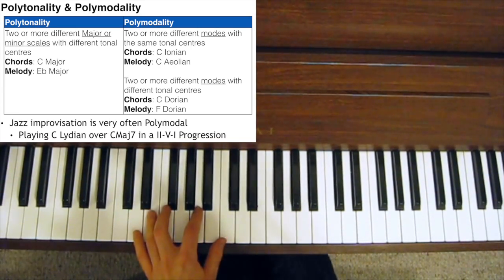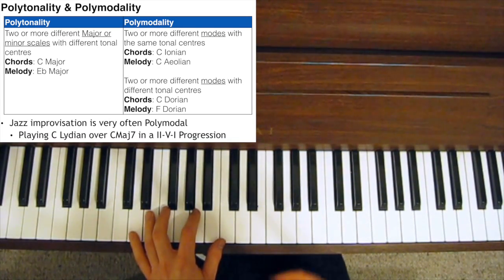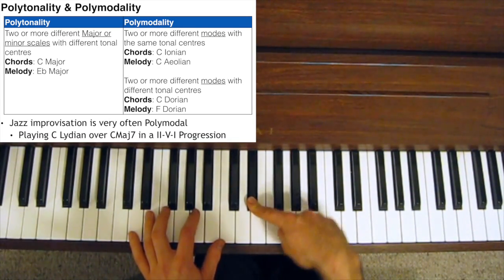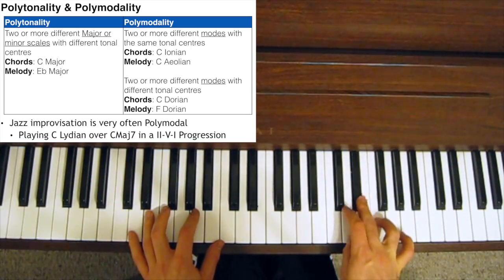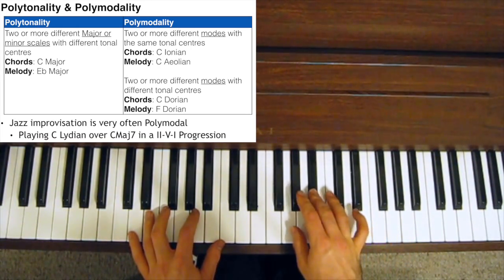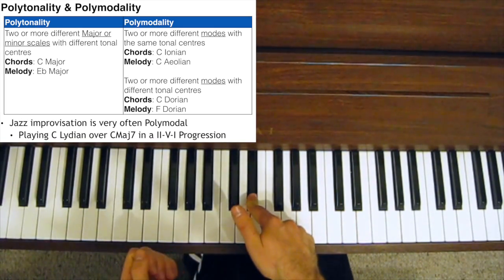Right, so the chord progression was obviously in the key of C major, being a 2-5-1. And the melody was obviously in E flat major, because I started on the E flat and I outlined the E flat major arpeggio before doing a little bit of improvisation on the E flat major scale and then finishing on the E flat again.